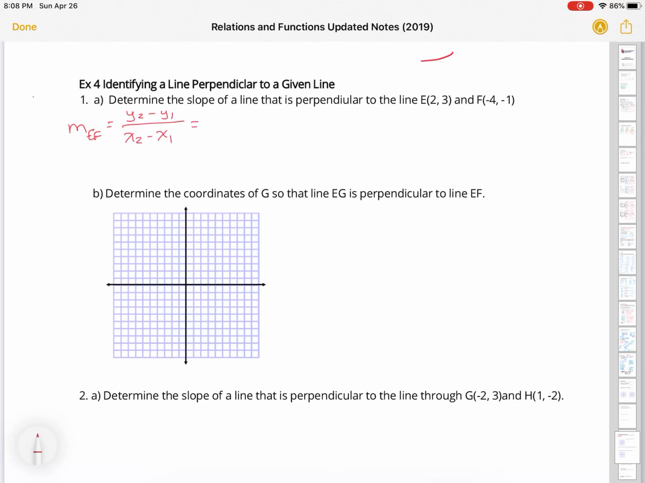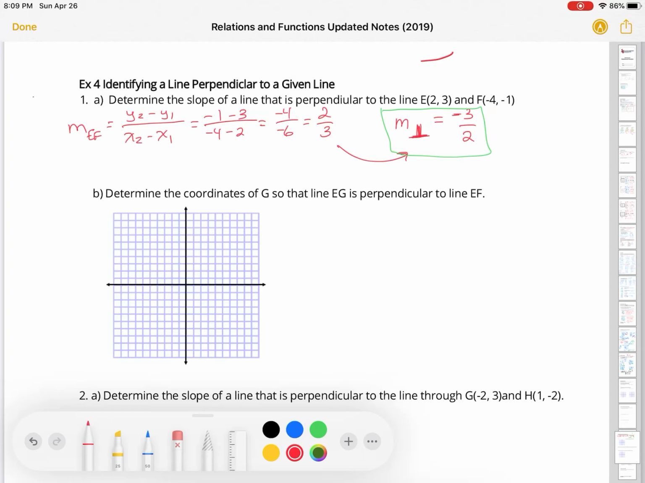So y2 minus y1 over x2 minus x1 equals -1 minus 3 over -4 minus 2, which would get me on the top -4, on the bottom -6. Those two negatives will cancel out, and I can reduce this to 2 over 3. So the slope of a line that's perpendicular, remember we talked about that, would be the negative reciprocal of this. So it would be -3 over 2. Okay, so that would be the answer to the question being asked.